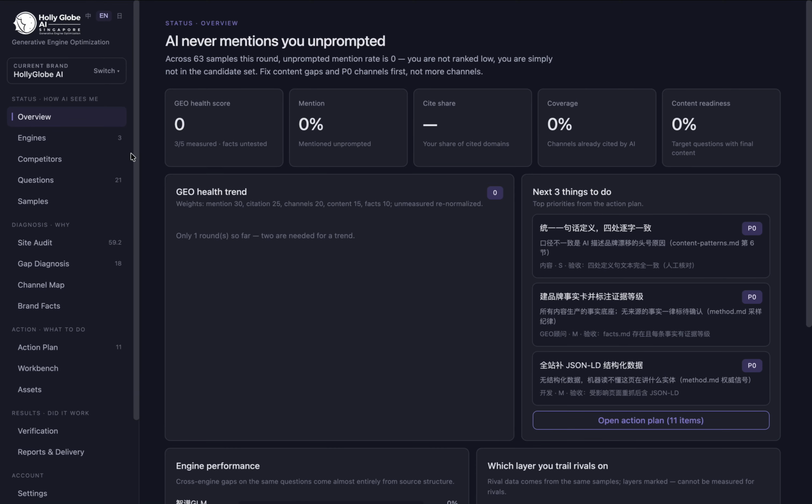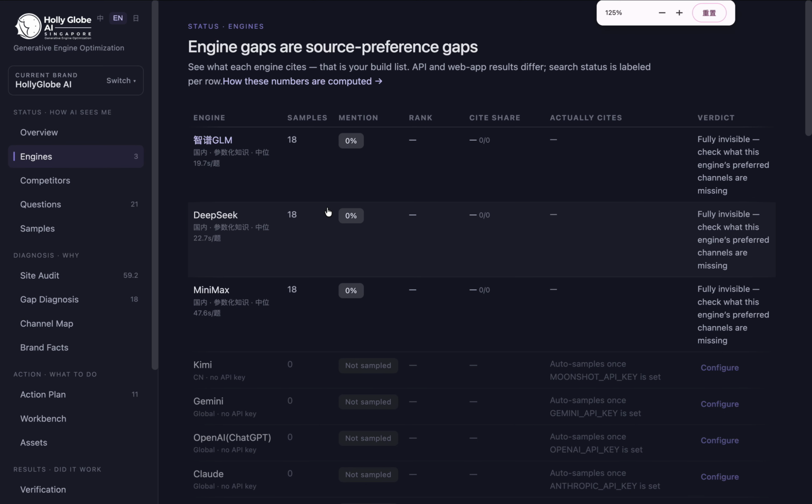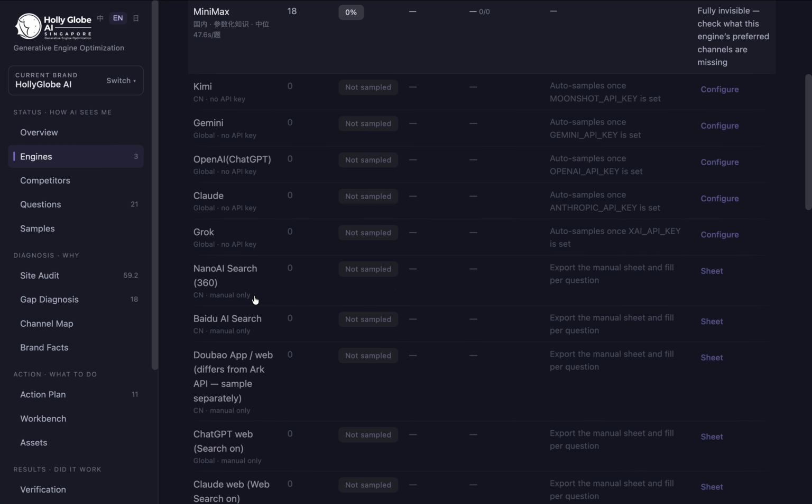The second concept is engine-by-engine ranking and evidence. This view breaks performance down by engine, so the client can see where they are visible, where they are absent, and which sources each engine already prefers. If an engine is not citing your domain, it is still citing something, and that tells us where the trust already lives.